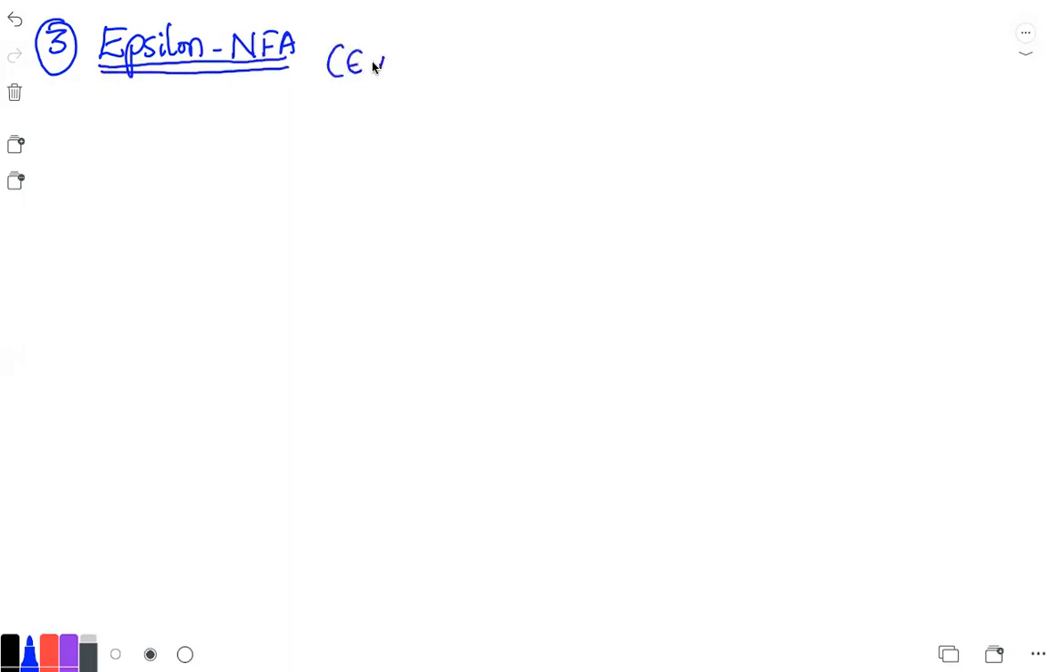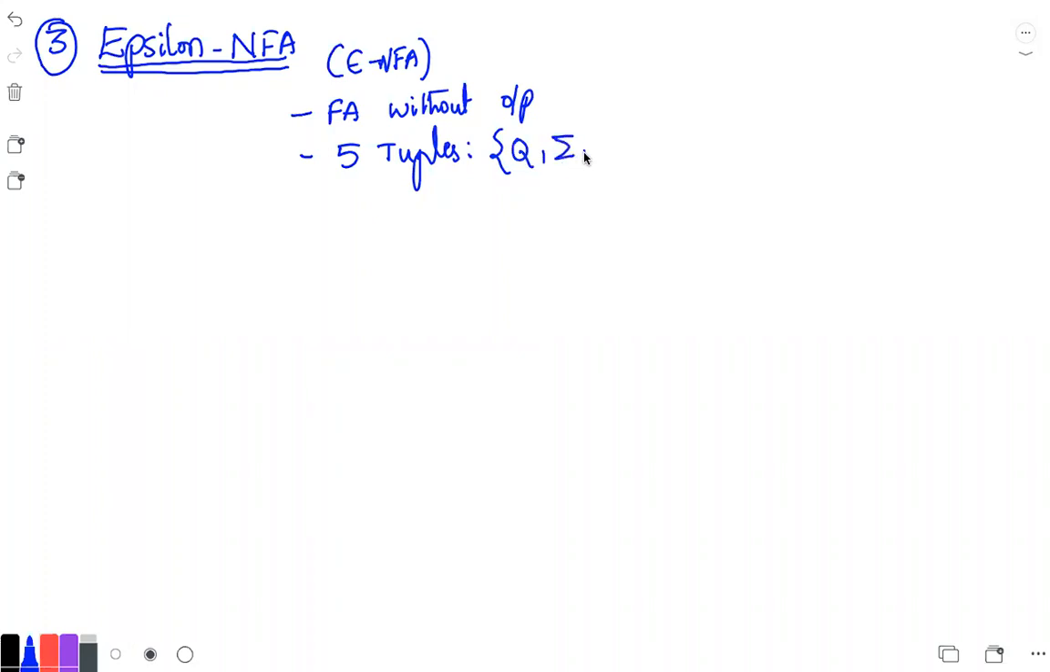It is simply written like this, Epsilon-NFA. So the first point is it is also an automata machine without output. It is also finite automata without output. And it also has 5 tuples. What are the tuples, guys? Q, sigma, delta, Q0, and F. So the 5 tuples are the same for the first 3 automata machines. The only difference is with the mapping function.